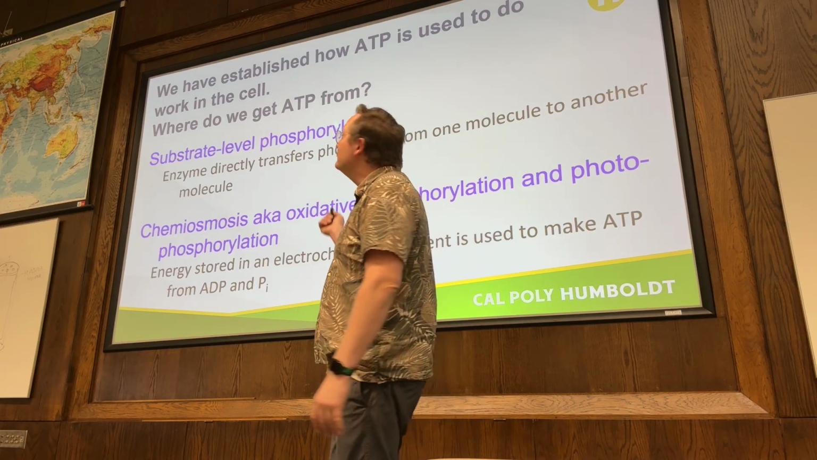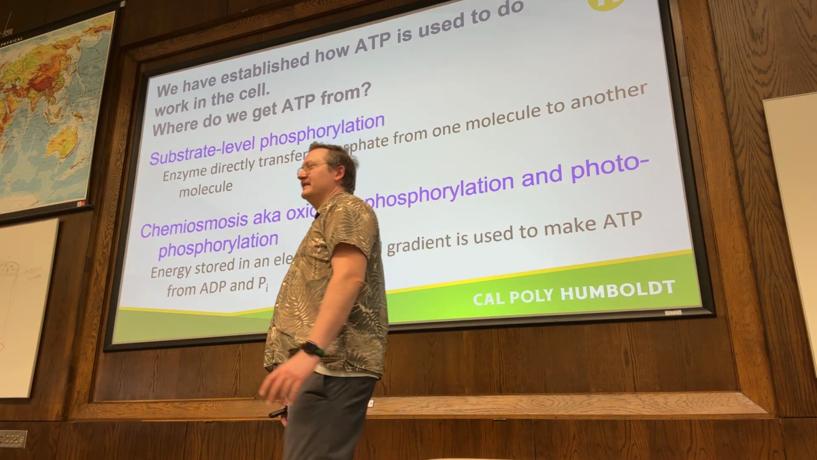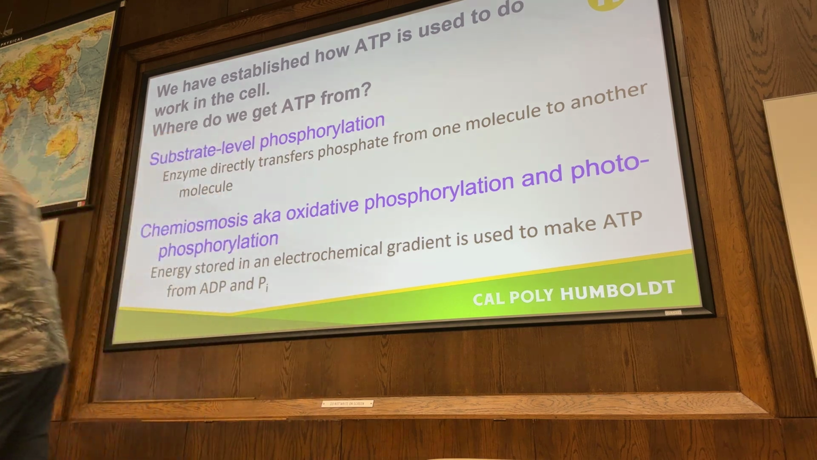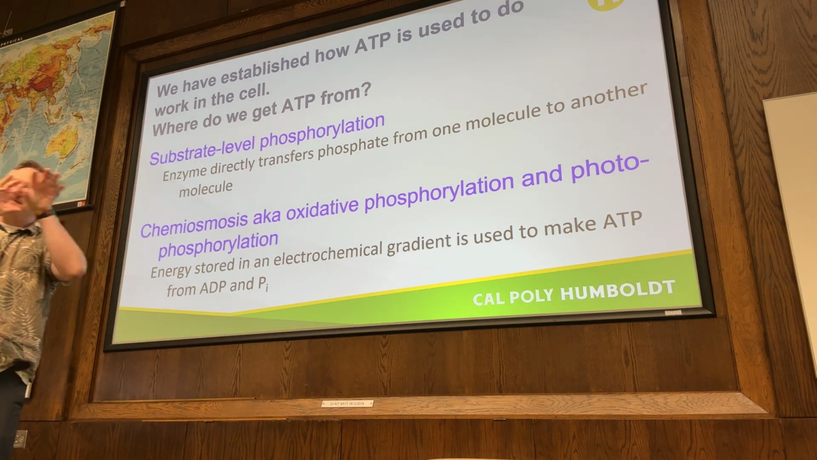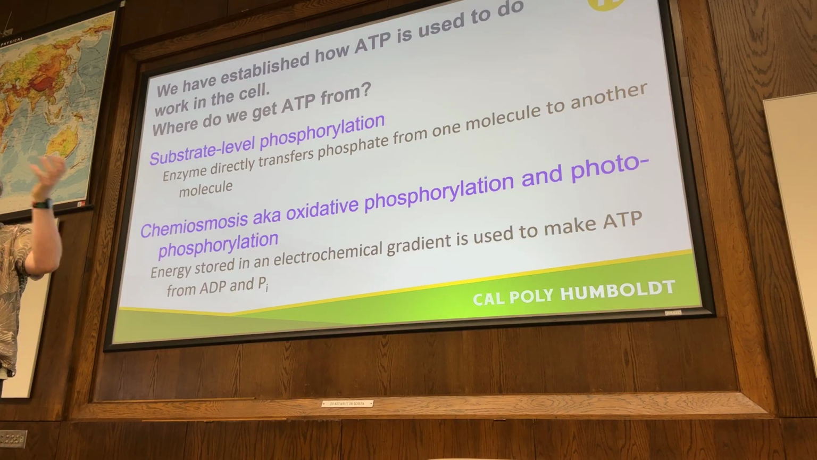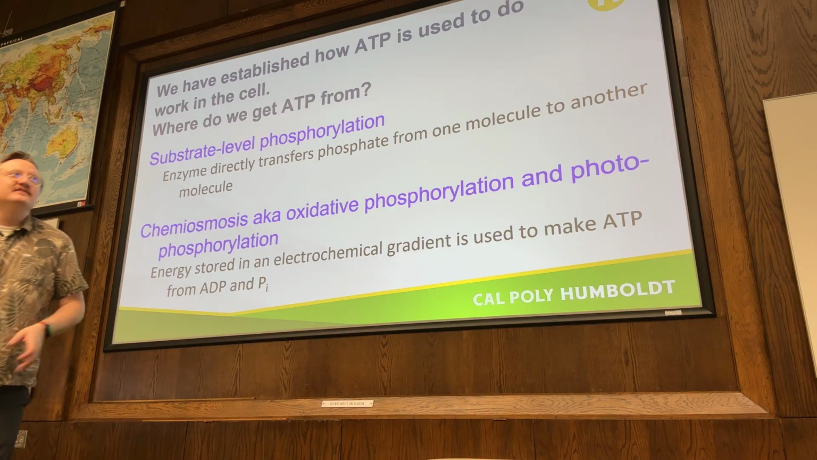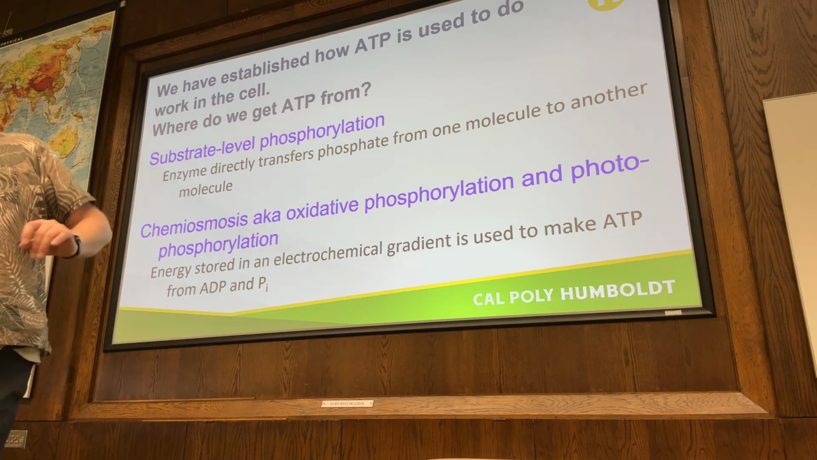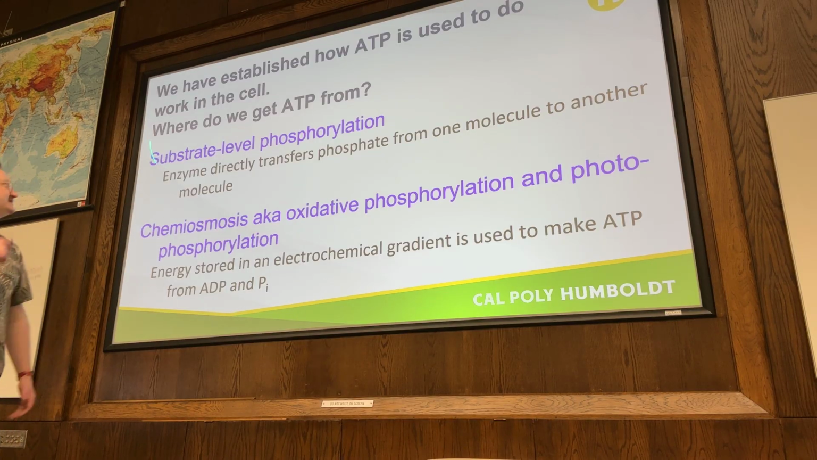One is called substrate level phosphorylation, where there's an enzyme and it binds a substrate, and this substrate has a phosphate group on it. All right? So it's substrate level. It takes that phosphate group, pops it onto ADP, and that makes ATP. So this is a direct transfer of phosphate from one molecule to another. It's called substrate level phosphorylation because an enzyme takes a phosphate from a substrate and attaches it to ADP, which is actually a substrate as well.